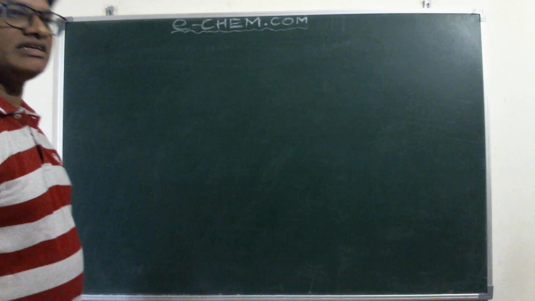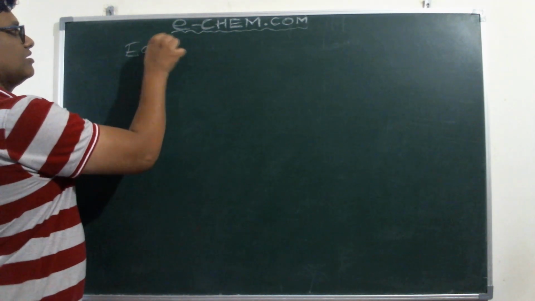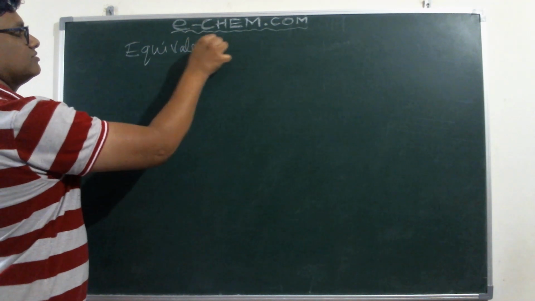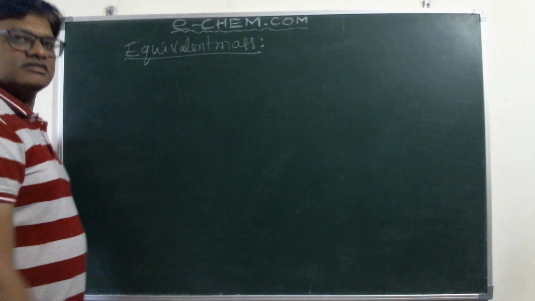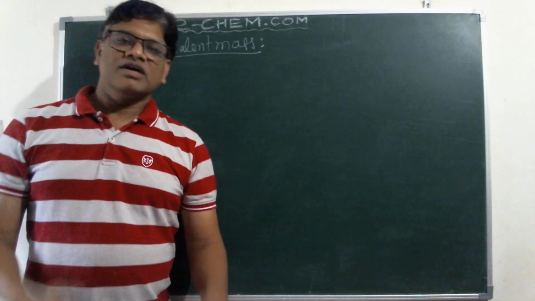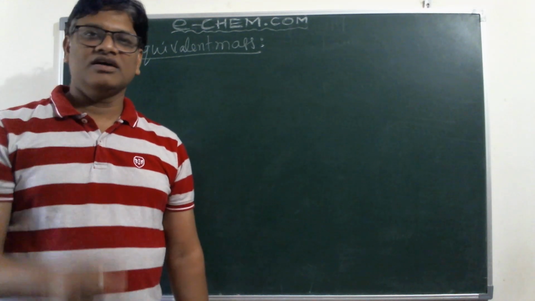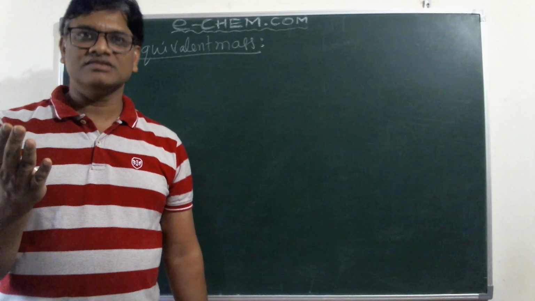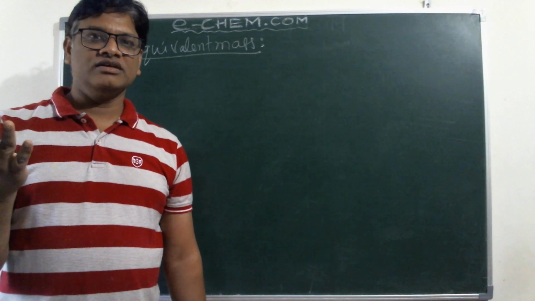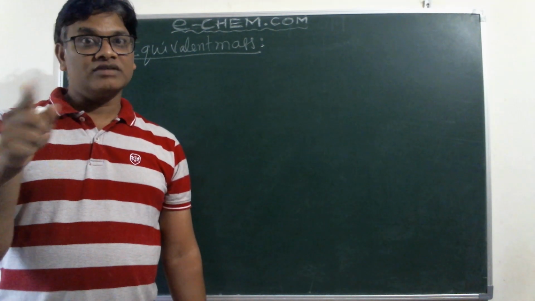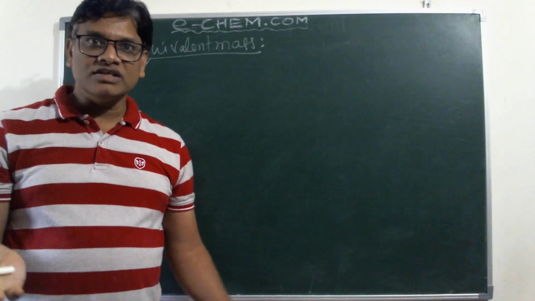Let's start. Equivalent mass. Equivalent mass is nothing but the number of parts by mass of any element which combines with one part by mass of hydrogen, or 36.5 parts by mass of chlorine, or 8 parts by mass of oxygen, or 108 parts by mass of silver.